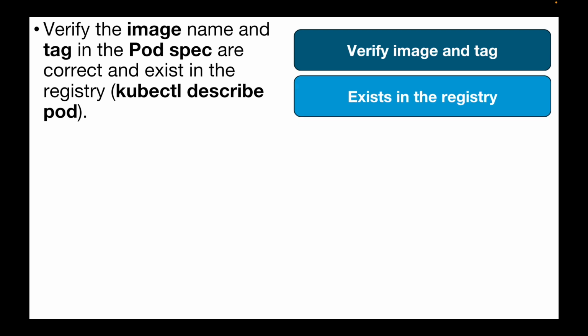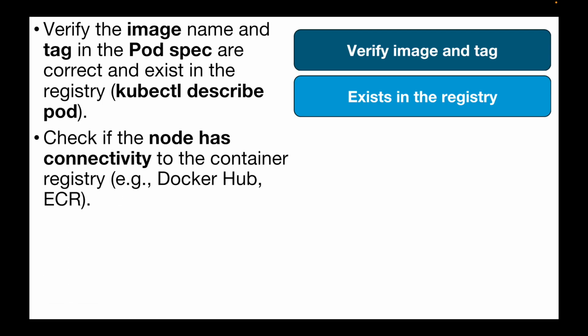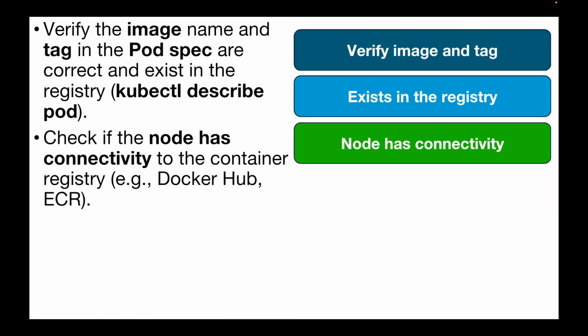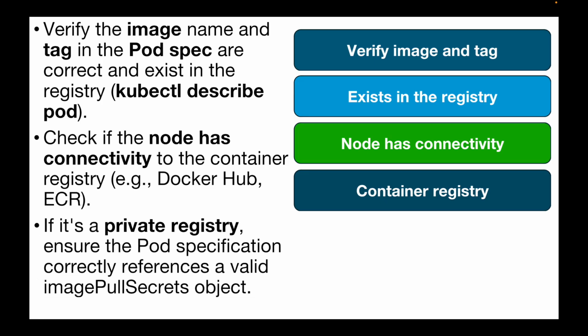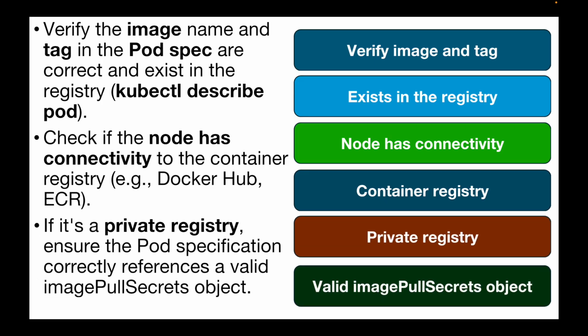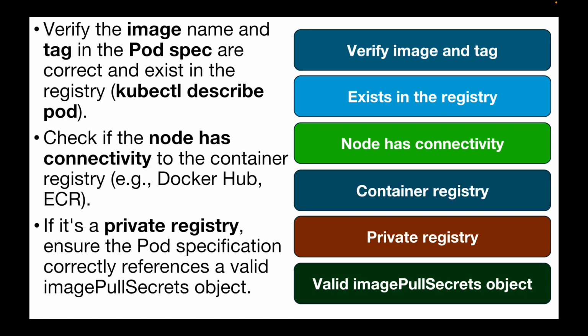So you can run this kubectl describe pod command. Then you can check if the node has connectivity to the container registry, like your node is able to talk to your Docker Hub or your ECR, the registry that you are using. Then if it's a private registry, ensure the pod specification correctly references a valid image pull secrets object. So basically check whether the image is there or not, whether the node has the necessary connectivity, or there are some necessary permissions that are defined. That way you can troubleshoot why you are getting that error.